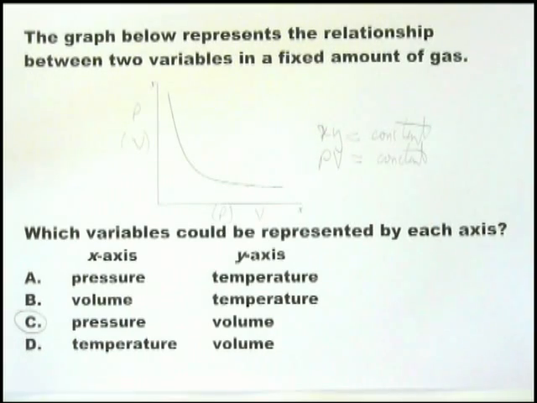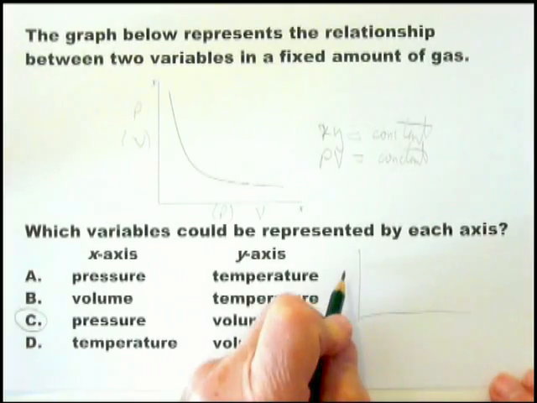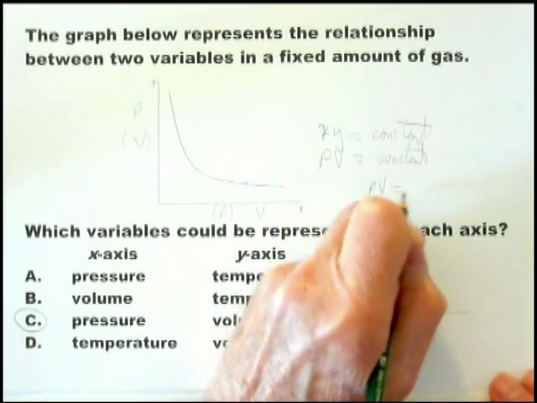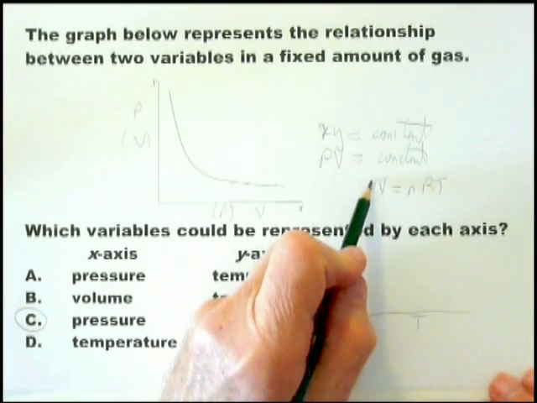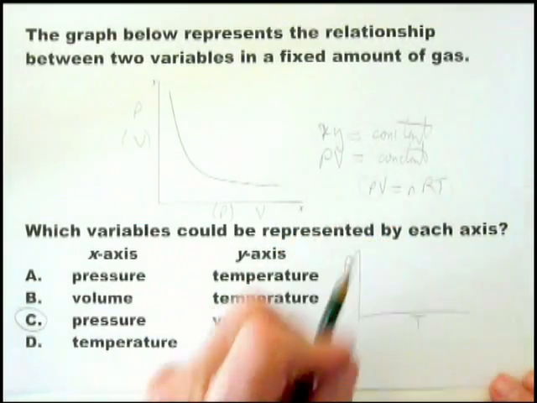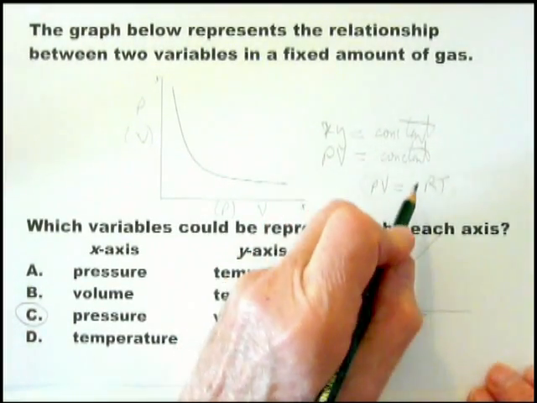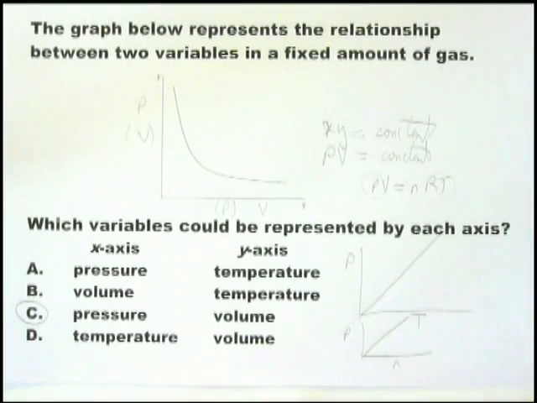Now let me show you the other possible curves that you would see in this kind of question. Let me put pressure and temperature there. Let me do the PV equals nRT. If pressure is graphed against temperature, then you're going to get a straight line. If pressure is graphed against number of moles, you're going to get a straight line.